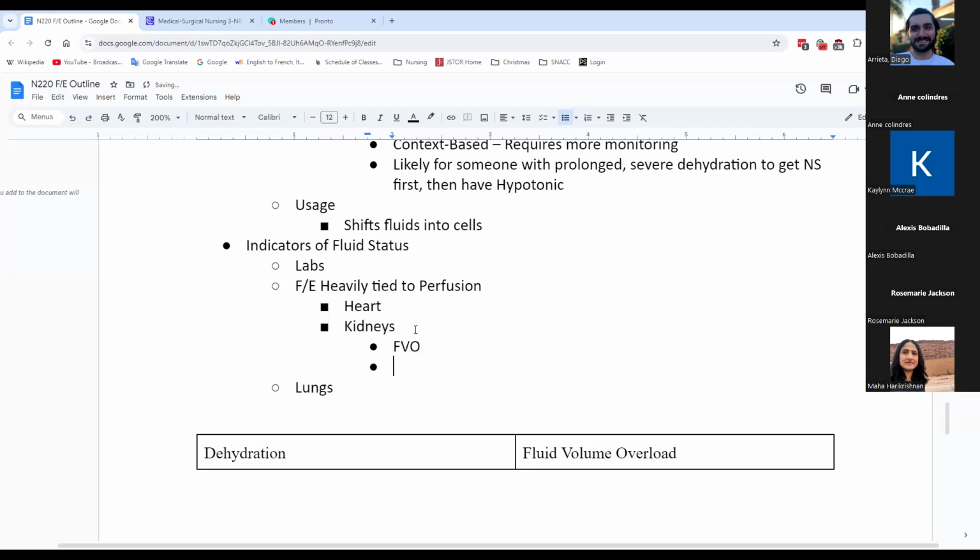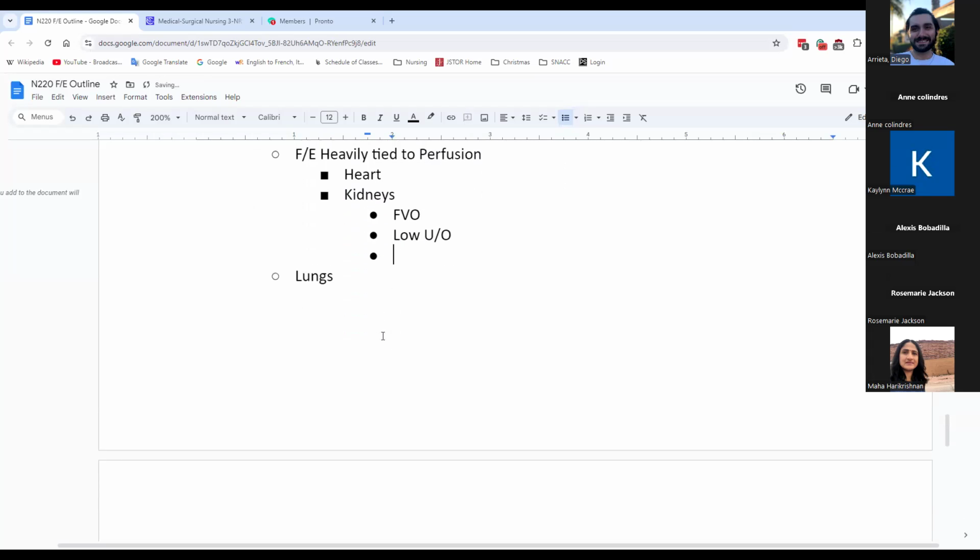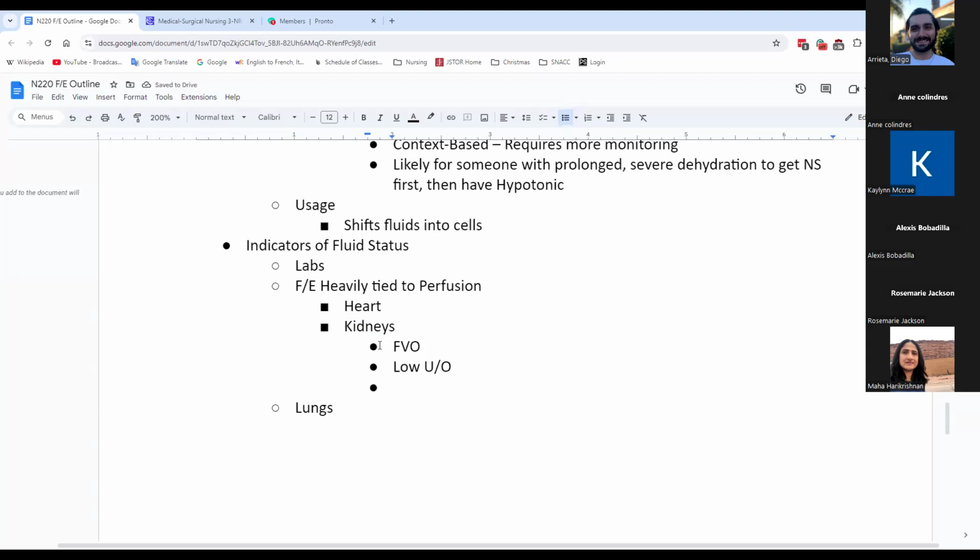Your FBO, exactly, low urine output. SG, specific gravity. But do you have a high or a low specific gravity if you're not peeing? You would have a high specific gravity, exactly. So you would have very little urine, but when you do get that urine, you get concentrated urine, which makes sense.